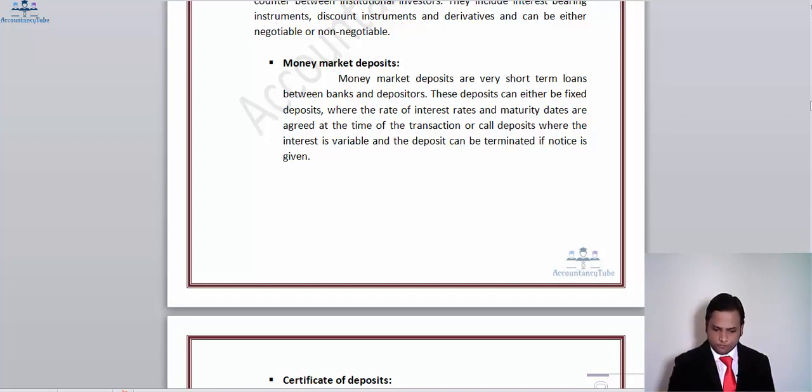Then we've got one more thing in this area as well. We've got a call deposit, where the interest is variable and the deposit can be terminated if notice is given. Here, instead of a fixed term deposit, the depositor will keep the funds in the bank and obtain a return on it. In this case the return is not fixed like the fixed term deposit, and the depositor can withdraw the funds anytime and of any amount. The return will only be given on the amount which is held by the bank on that particular date. They have a computation mechanism for it.